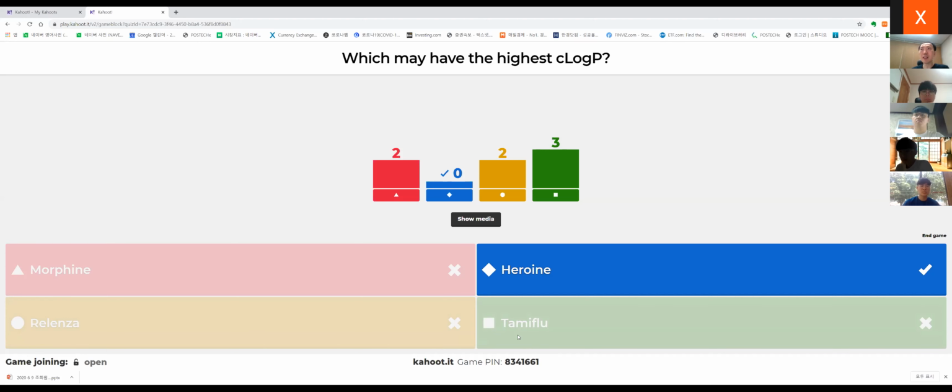So I expected maybe either the answer would be heroin or Tamiflu, but Tamiflu still has some carbohydrate-like motif, like hydroxy group. Heroin is fully protected. That's why heroin was the most hydrophobic compound. Okay, so it seems like there are many things we need to learn today. So that's the topic we are going to study for judgment of whether one compound is drug-like or not.